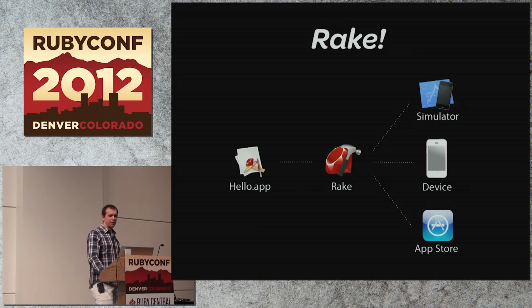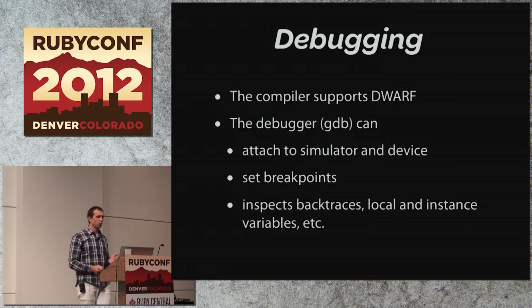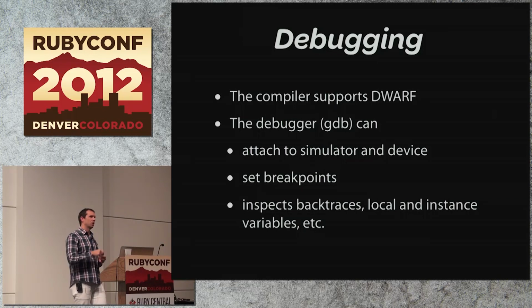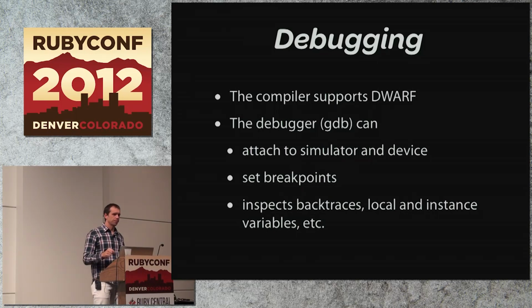Another feature that has been implemented recently is full debugging support. So this compiler of Ruby down to native code actually produces a DWARF file, which is a standard file format for debuggers to use when debugging your application, like GDB. What that means is you can attach to the simulator running your app, and you can set breakpoints in your Ruby code. And you can get to backtraces and local and instance variables right from within GDB.